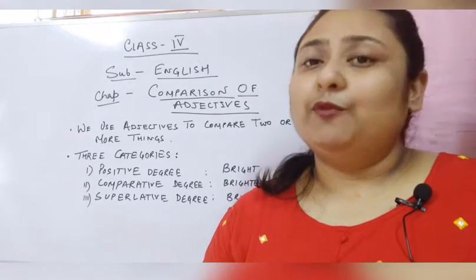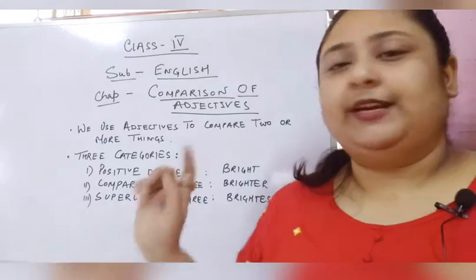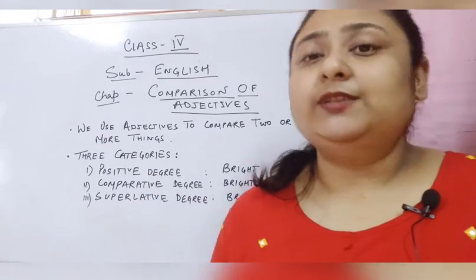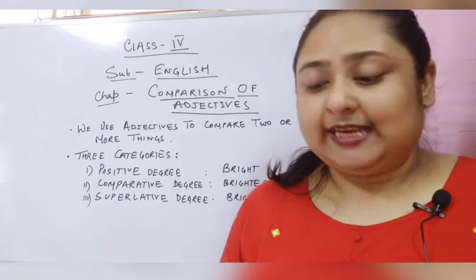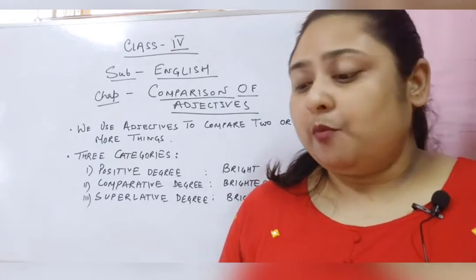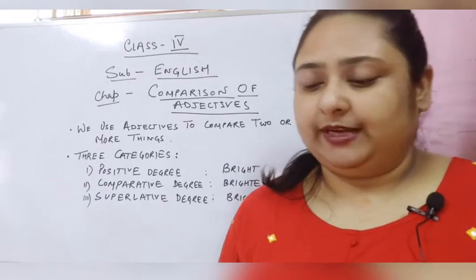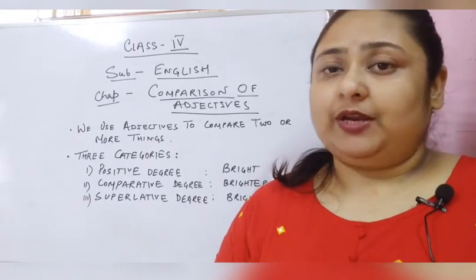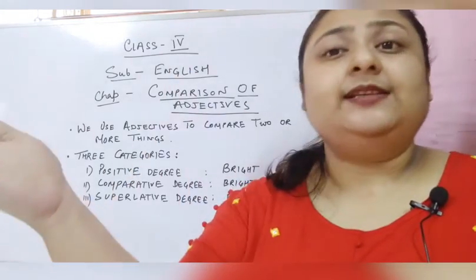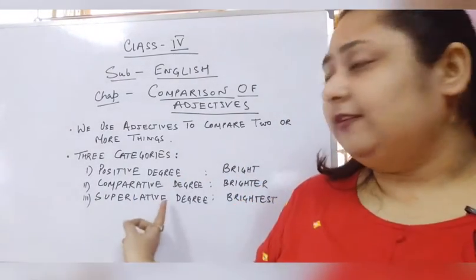Now children, moving on to our third degree, that is superlative degree. Now what is superlative degree, children? An adjective that indicates comparison of more than two things is said to be in the superlative degree. Children, always remember, when we are comparing more than two things, then it is known as superlative degree.